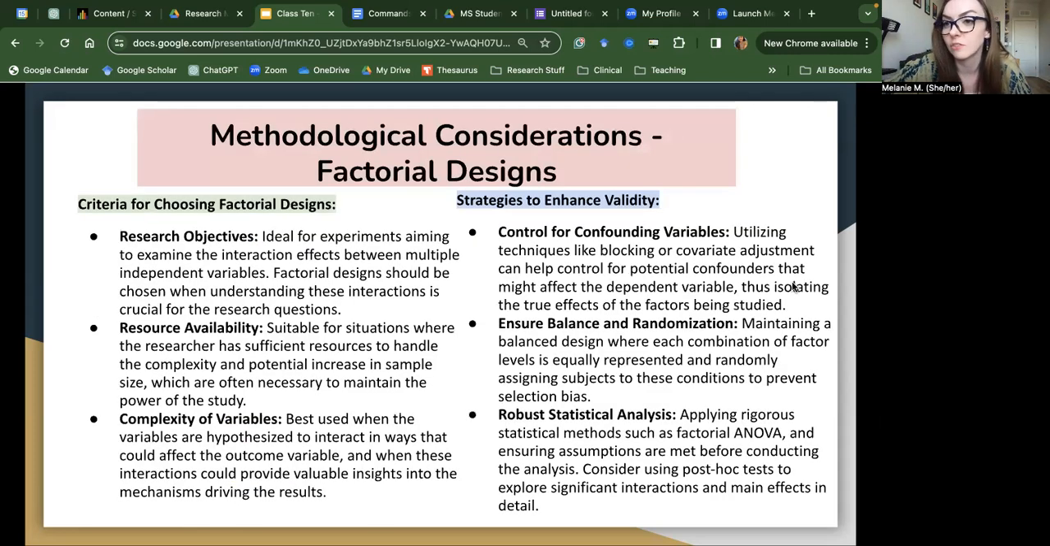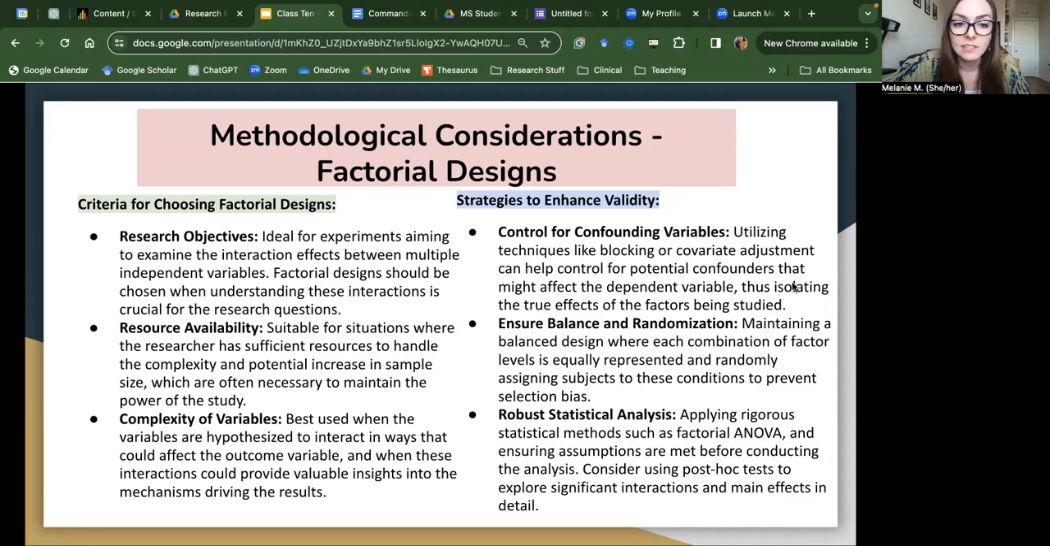Some of the methodological considerations, when would I use this? If your research objective really has to look at the interactions between a lot of different independent variables, factorial design is usually the way to go in behavioral sciences. It helps you understand the interactions between those variables rather than just one research question. So if you find yourself being like, wow, that's actually a lot of research questions in my design, it's probably factorial for that reason.